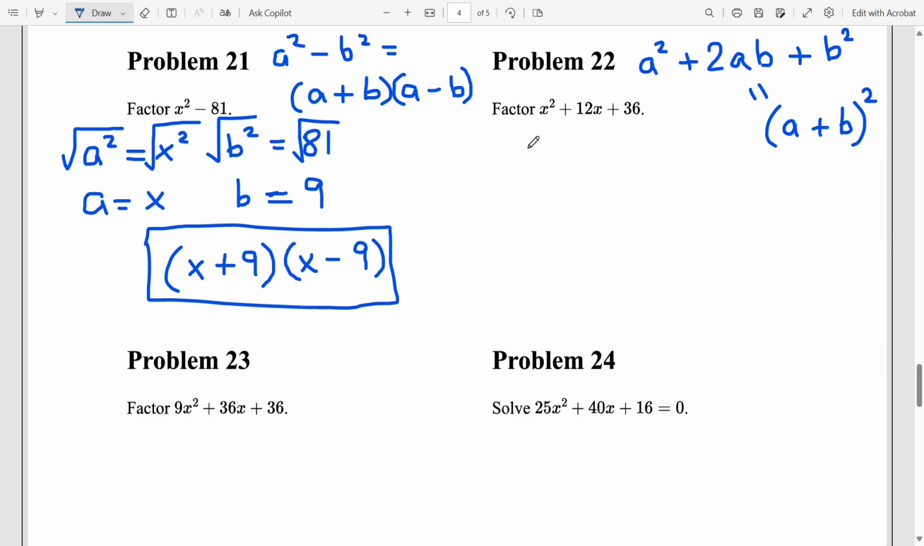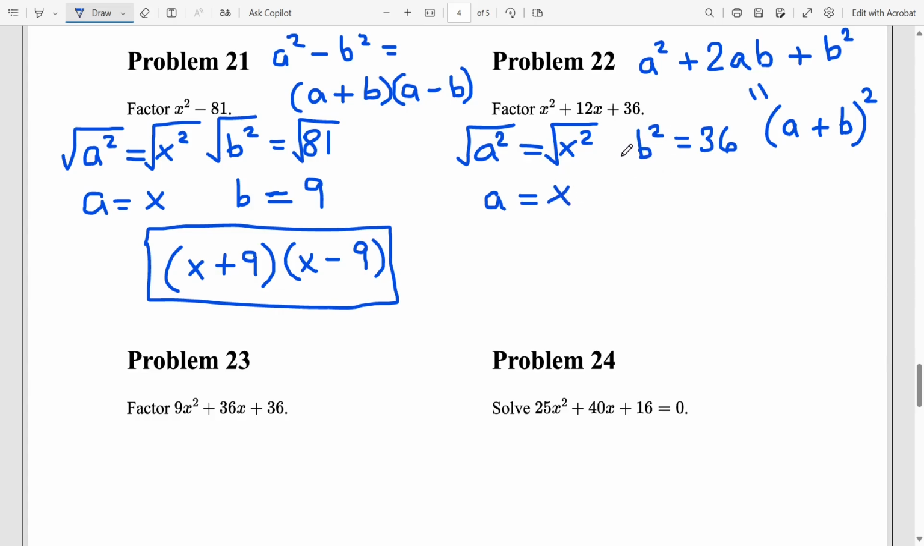All right, so we'd want to check to make sure this is a perfect square trinomial. So if we say a squared equals x squared and b squared equals 36, well, if I want to solve for a, I've got to take the square root of a squared, so I've got to also take the square root of x squared. What I do to one side of the equation, I have to do to the other. So the square root of a squared is a, square root of x squared is x.